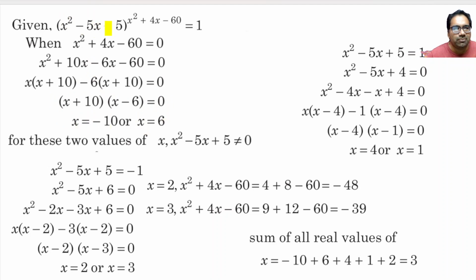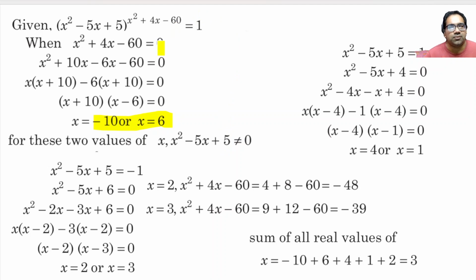And in both these cases, let us verify what will happen to x square minus 5x plus 5. It should not be equal to 0. For x equals minus 10, it becomes 100 minus of minus 50, that is plus 50, and plus 5, that is equal to 155. And in the case of x equals 6, this becomes 36 minus 30, that is 6, plus 5, 11. In both cases x square minus 5x plus 5 is not equal to 0, so both are valid. Minus 10 and plus 6 both are valid. This is case 1.